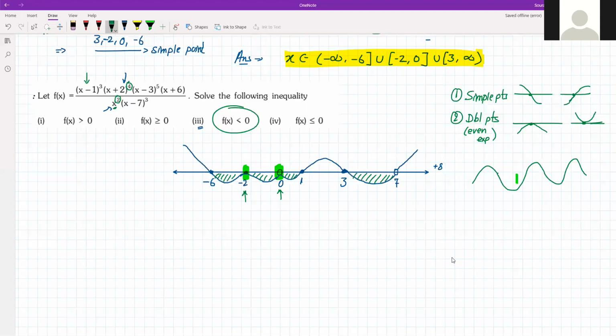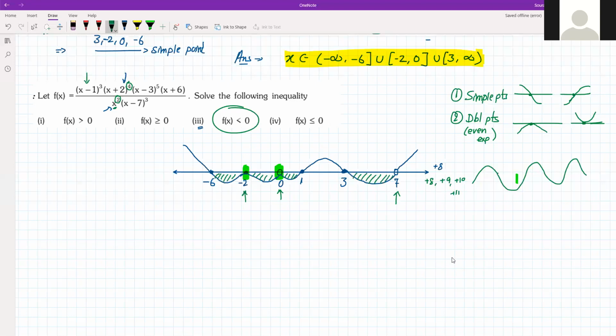That means you find only one portion, that is the right side of the rightmost point. Which is the rightmost point? The rightmost point is 7. You just find out whether the function will be positive or negative to the right of 7. When we go to the right of 7, we'll have numbers like +8, +9, +10, +11, and so on.